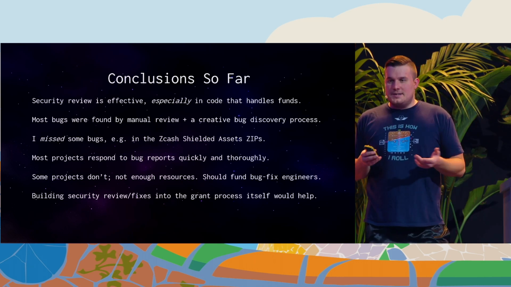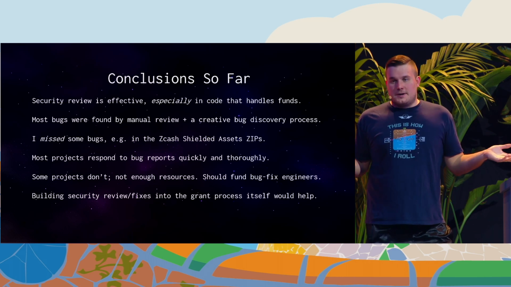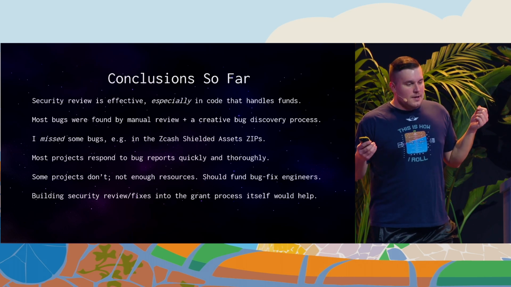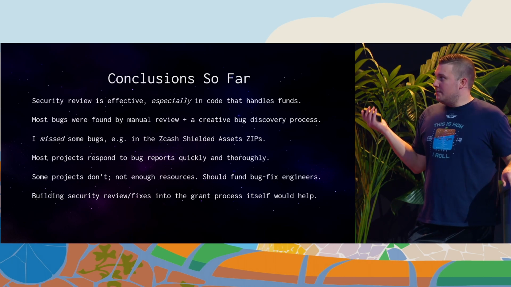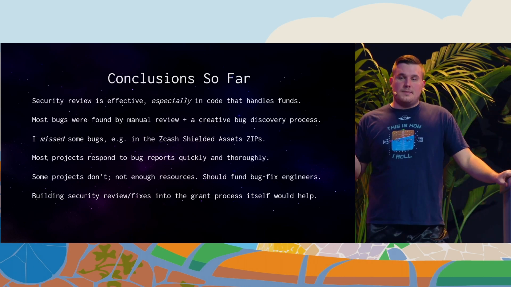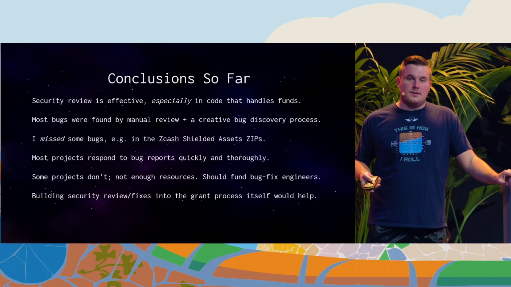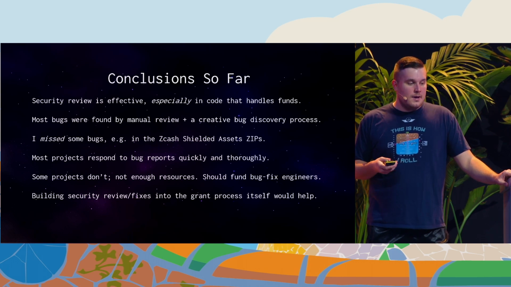Sometimes I'd implement a test or, in very rare cases, write a fuzzer, but really the most effective thing I found is just manually looking at the code and thinking, hey, what could go wrong here?